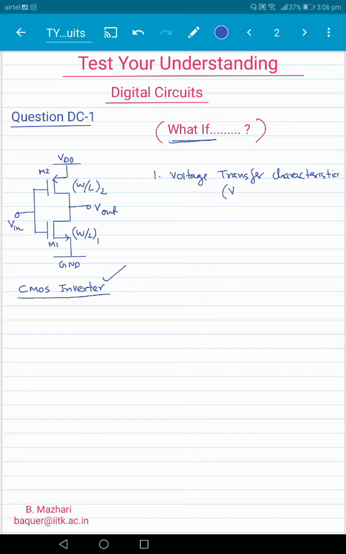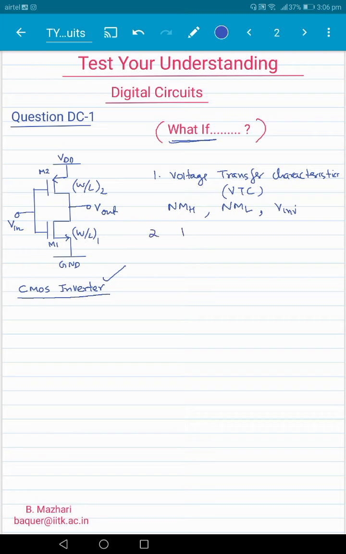We call it VTC in short, and from there we get noise margins, NMH, NML, all these things that are there here. And we also calculate a quantity called inverter threshold voltage to see how symmetrical the characteristics are. So voltage transfer characteristics are one of the important characteristics of the inverter.